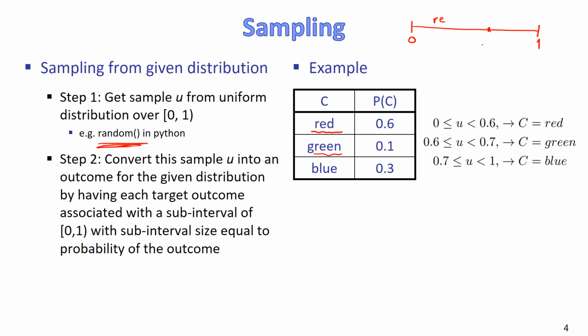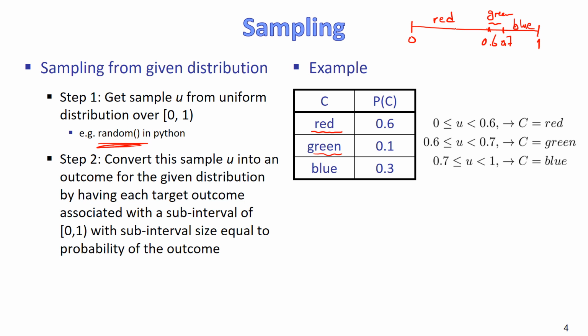Okay. 0.6. So that's red. And if that number is between 0.6 and 0.7, then I will assume that this is green. And if it's more than 0.7, I will assume that this is blue.